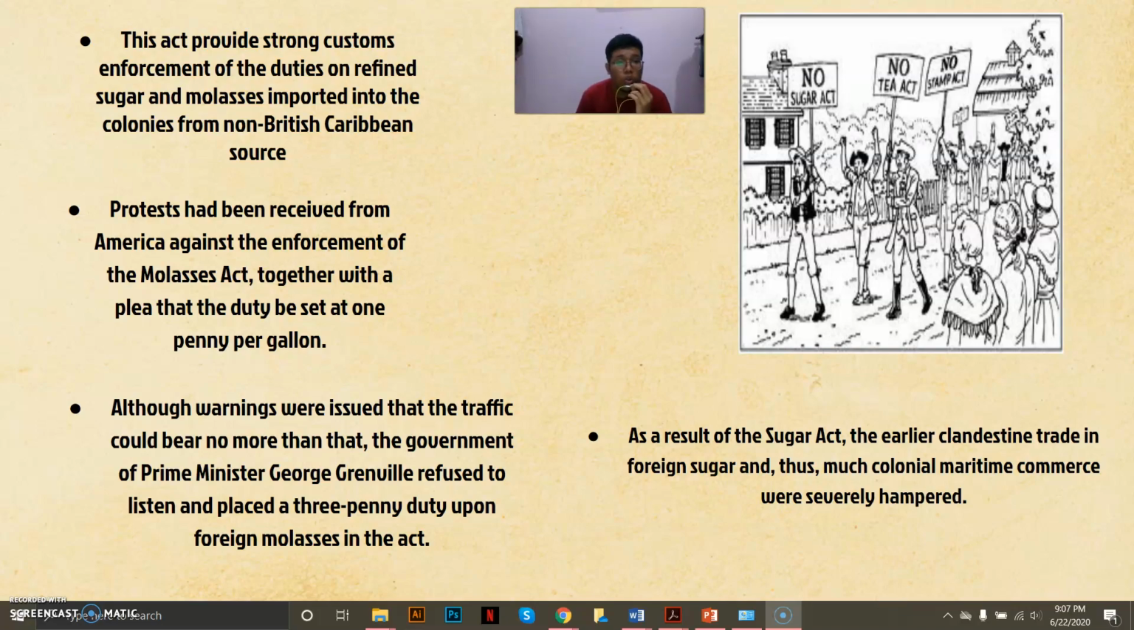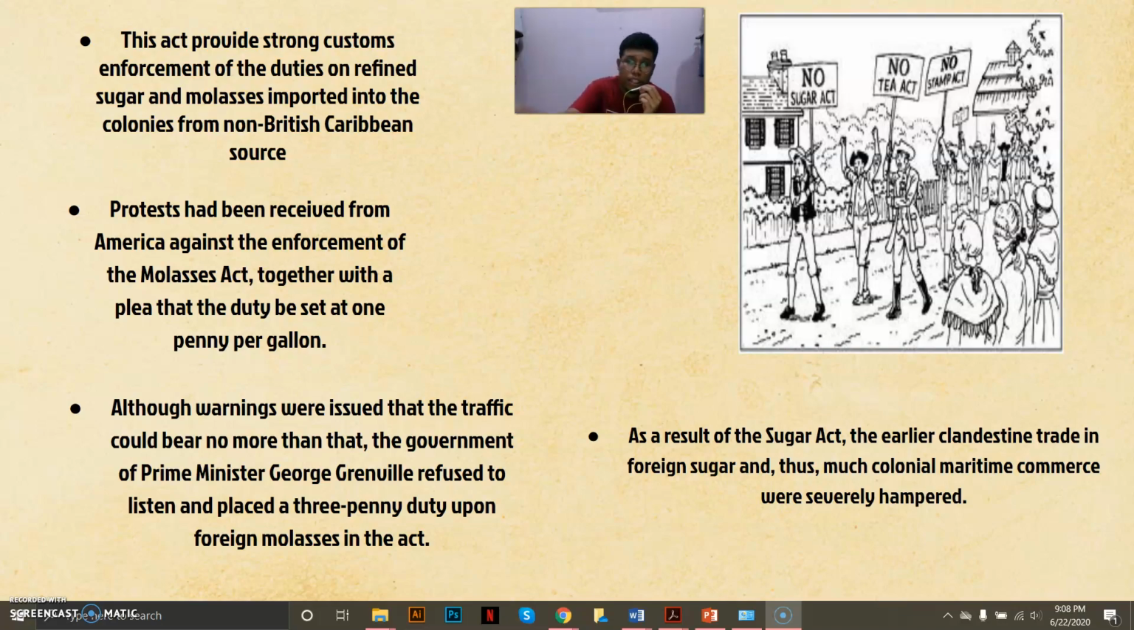Next, although warnings were issued that the traffic could be no more than that, the government of Prime Minister George Grenville refused to listen and placed a 3 penny duty on foreign molasses in the act. As a result of the Sugar Act, the earlier clandestine trade in foreign sugar, and thus much colonial maritime commerce, was severely hampered.